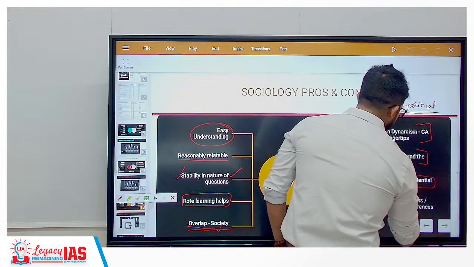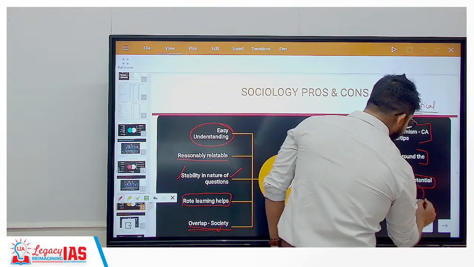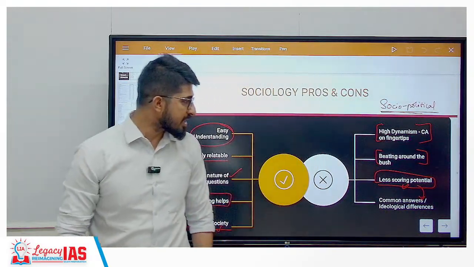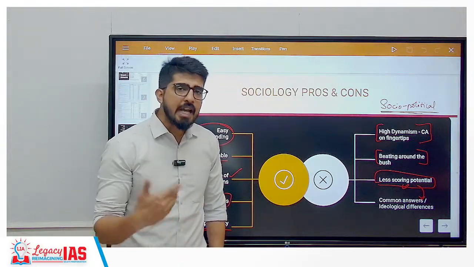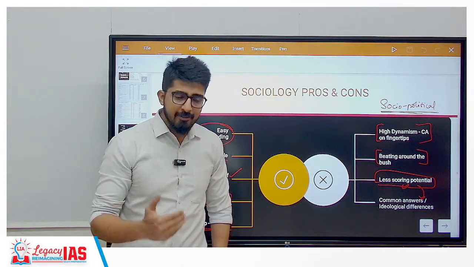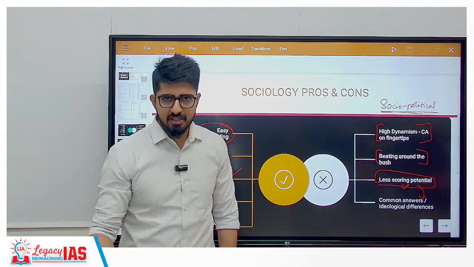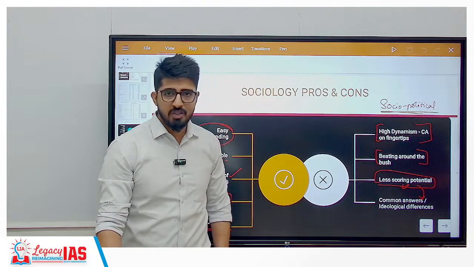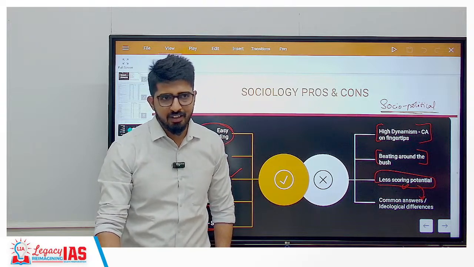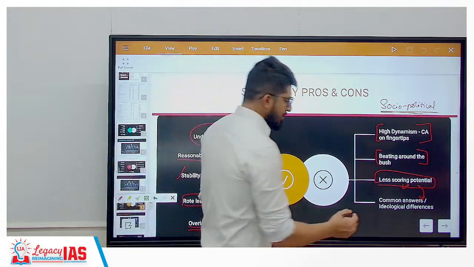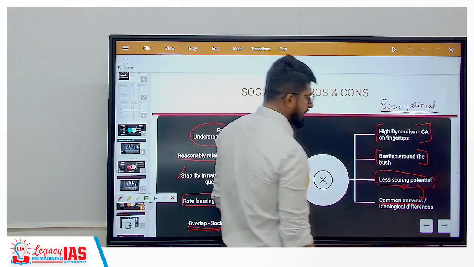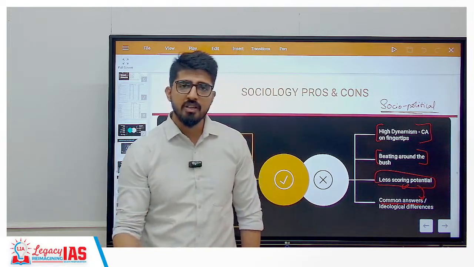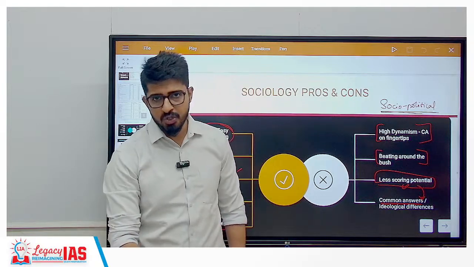Less scoring potential because of this reason. You have to be very, very innovative when it comes to answer writing, because everybody understands the subject. They will be writing almost the same answers. If you want to write different answers, you have to do a lot of creative thinking. Yes, common answers, that becomes an issue. That is why less scoring potential. However, if you practice quite a lot, become creative in your answer writing, yes, you can get good scores.